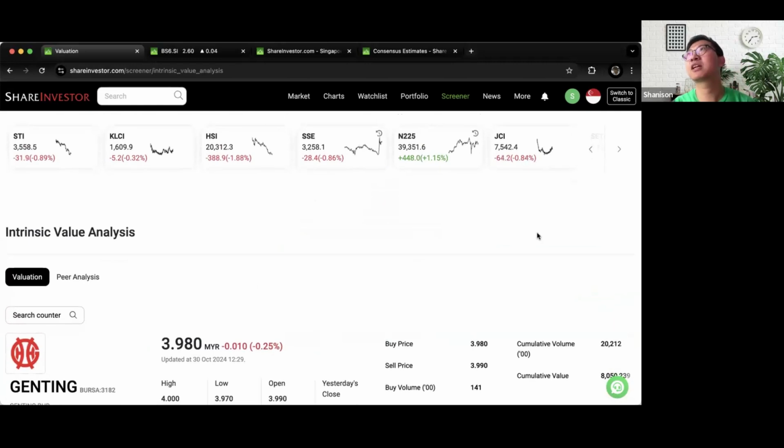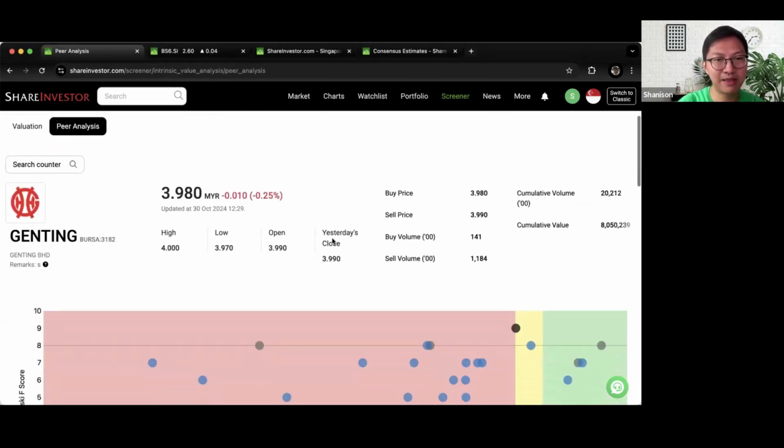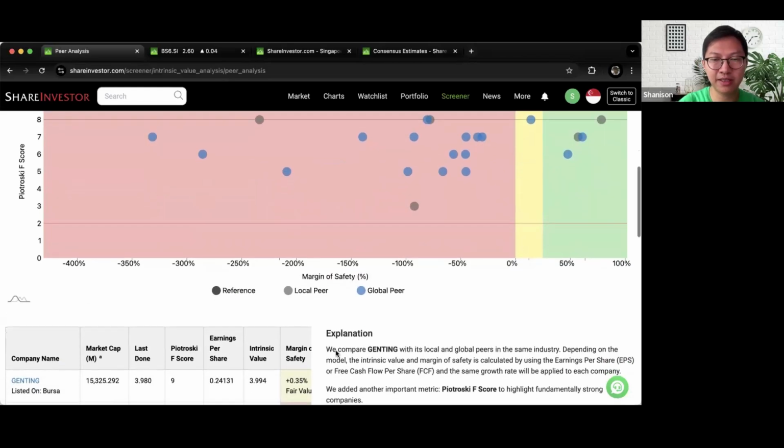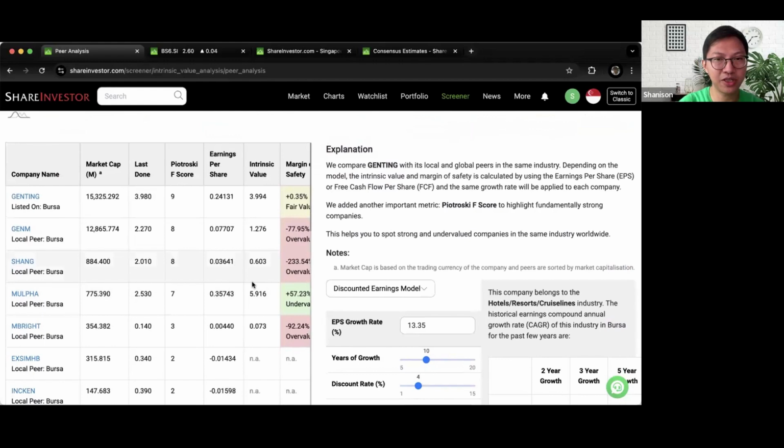Okay, so I have come to the end of my demo. I hope you guys learned something. You can also check out the peer analysis. Sorry, that's the last part, which shows you, based on the sector, how other companies are performing, so you can check out peer comparisons as well.